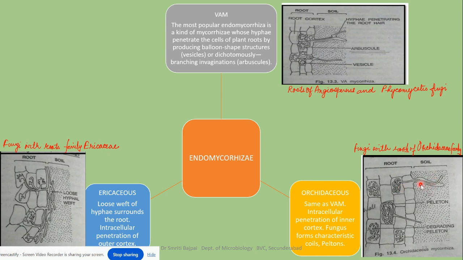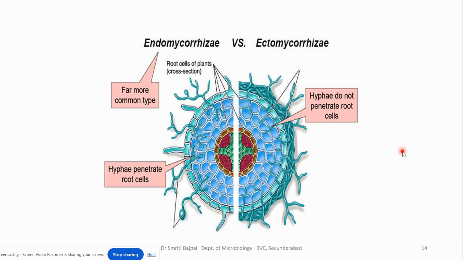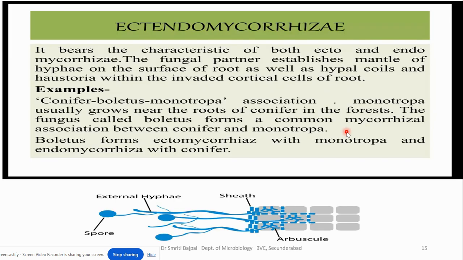That is another type of endomycorrhiza in which there is intracellular penetration of the inner cortex, and there is a coil-like structure, that is peloton. So peloton is the characteristic feature of the orchidaceous mycorrhiza, in which the fungus interacts with the roots of the orchidaceous family. Now this is the difference we can see. In the endomycorrhiza these penetrate inside, and here they don't penetrate in the ectomycorrhiza.